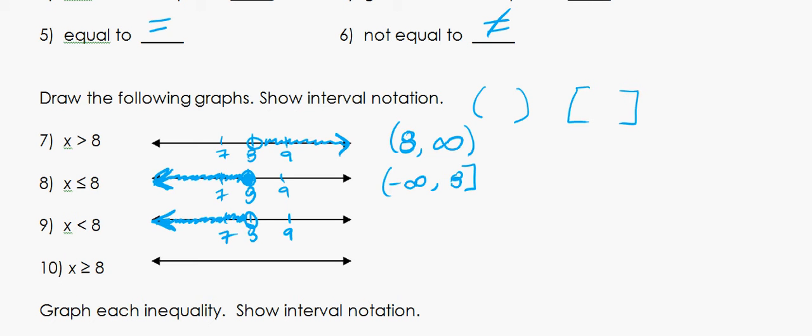In interval notation, our smallest value again goes backwards on forever towards negative infinity, and then it goes all the way up until 8. We're going to put a parenthesis around 8 because we're not going to include 8, and negative infinity or any infinity always gets a parenthesis in interval notation.